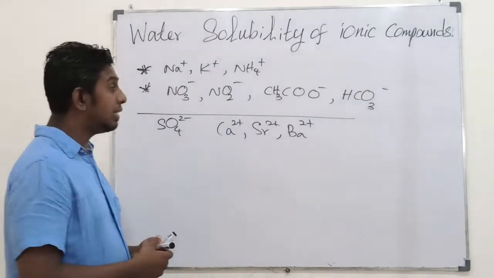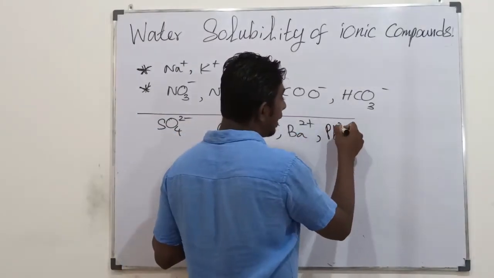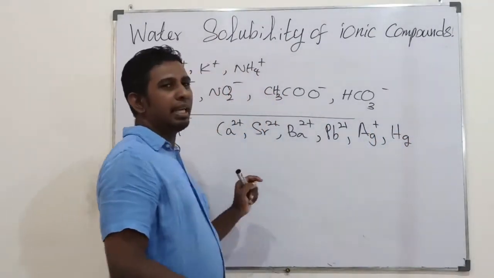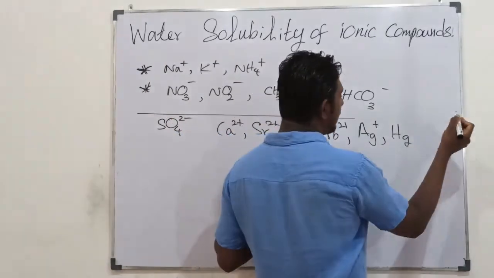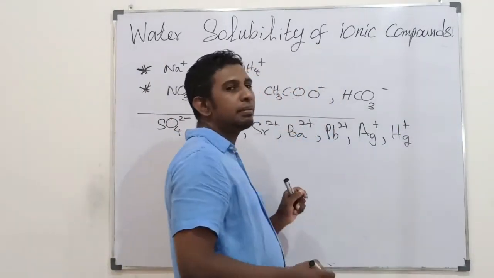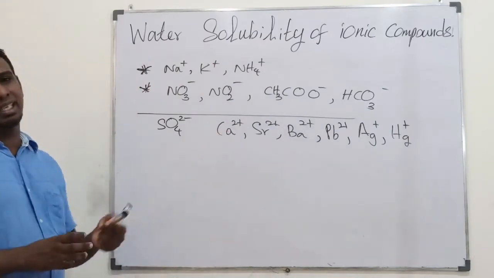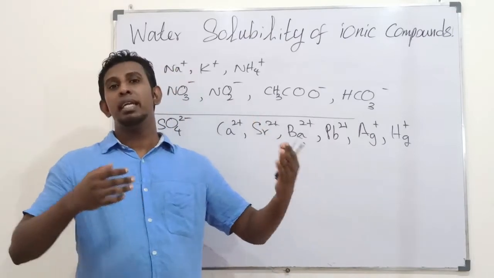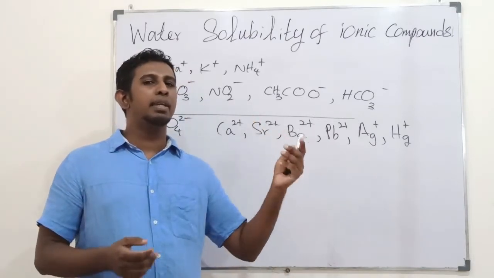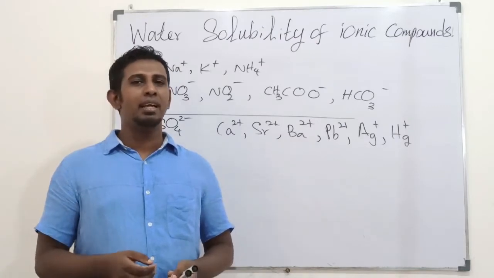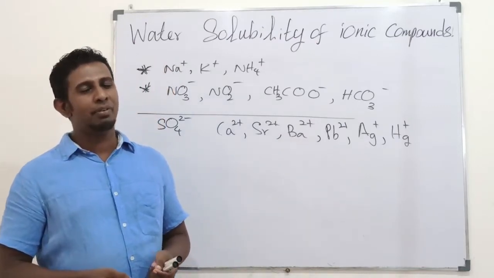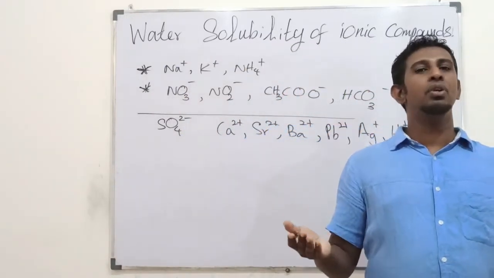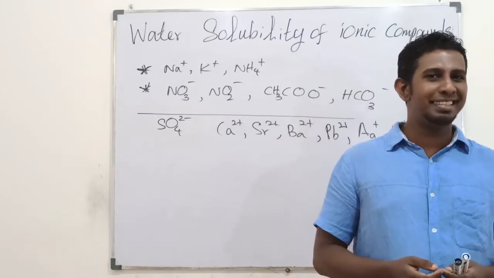Then let's take some other sulfates. Lead sulfate, silver sulfate, and mercury forms Hg2 2 plus and Hg 2 plus. When it is Hg 2 plus, it is mercuric. When it is Hg2 2 plus, it is mercurous. It is mercurous here. Students, sulfates of these are water insoluble. Only these 6 sulfates are water insoluble. All the other sulfates are water soluble. What are the water insoluble sulfates? Calcium, strontium, barium, lead, silver, mercurous. Knowing those, you know all the sulfates' water solubility, isn't it?